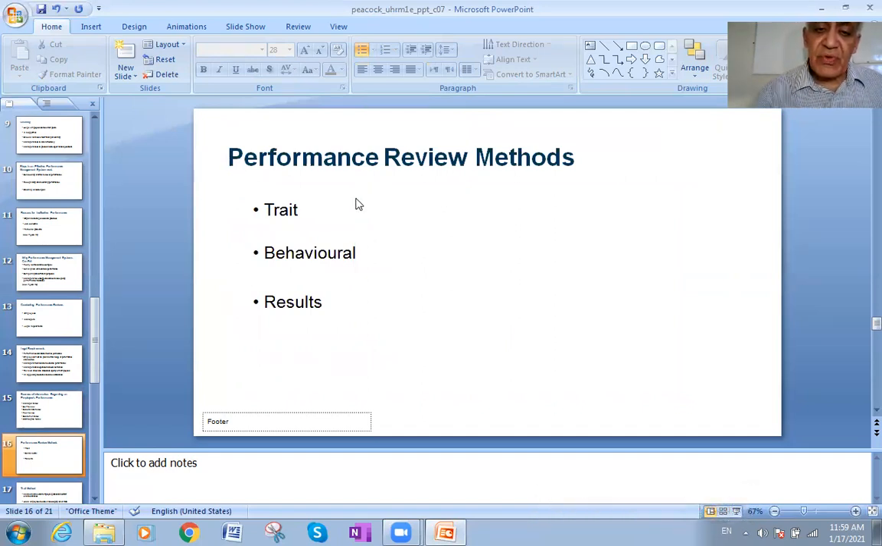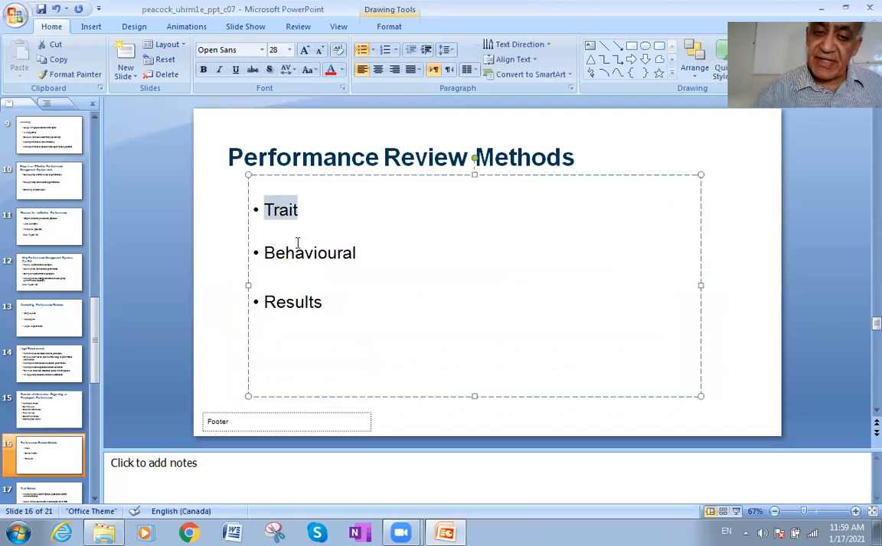The methods of reviewing performance are traits, like characteristics, behavior, and the results of the work, the outcomes. So I will ask about your behavior at work. This is the ethical point. Are you harassing someone? Are you bullying someone? Are you offending other people? Are you talking to them in a sarcastic way? Are you racist or not? All those points are behavioral points in the work environment.